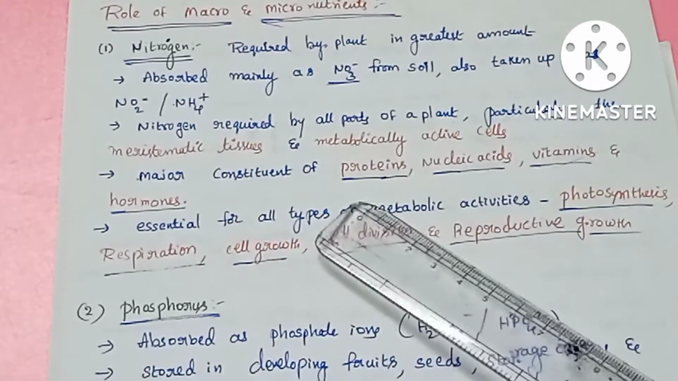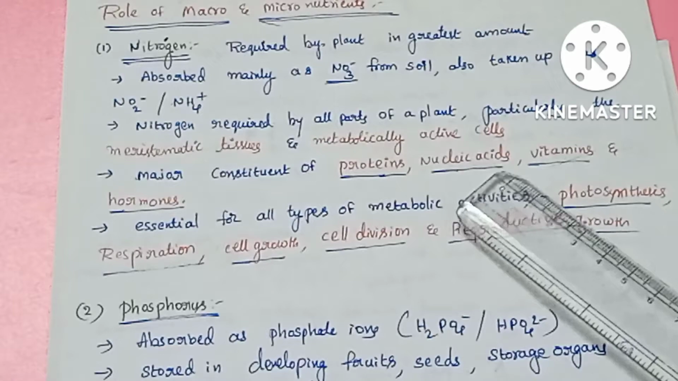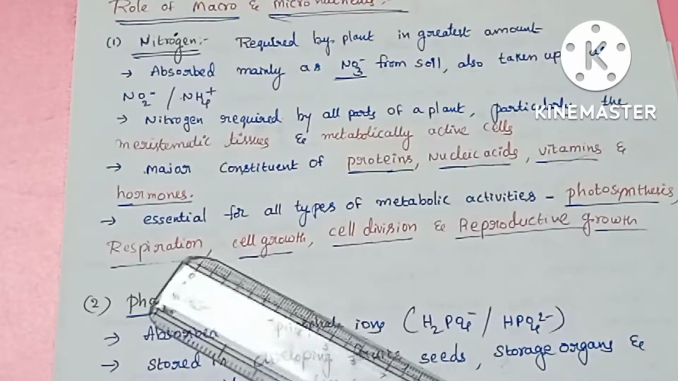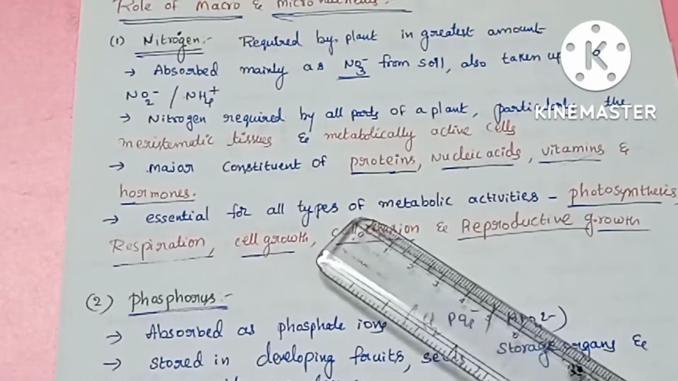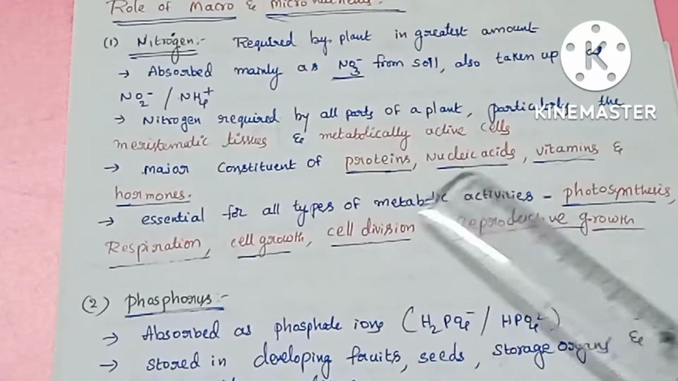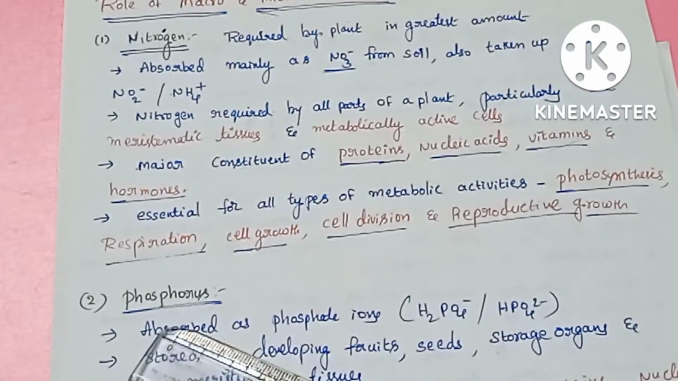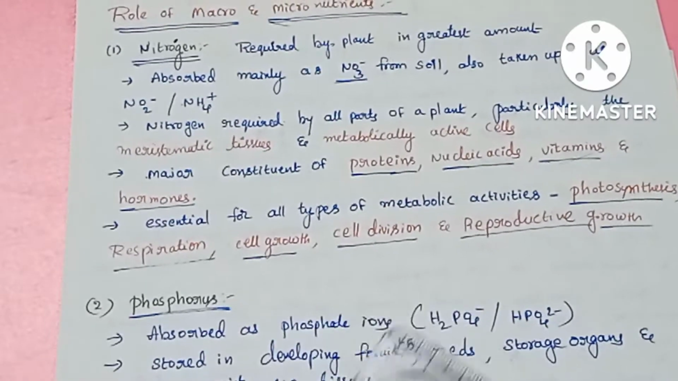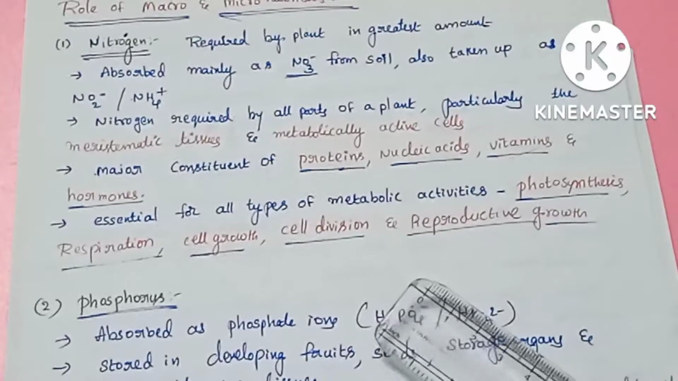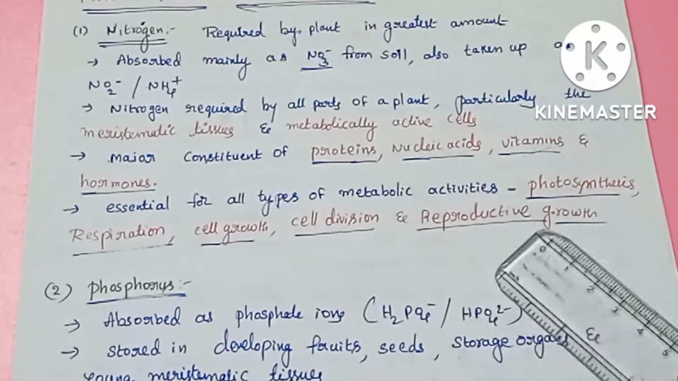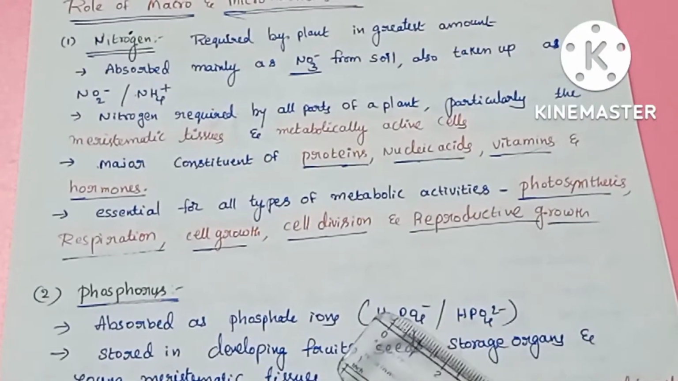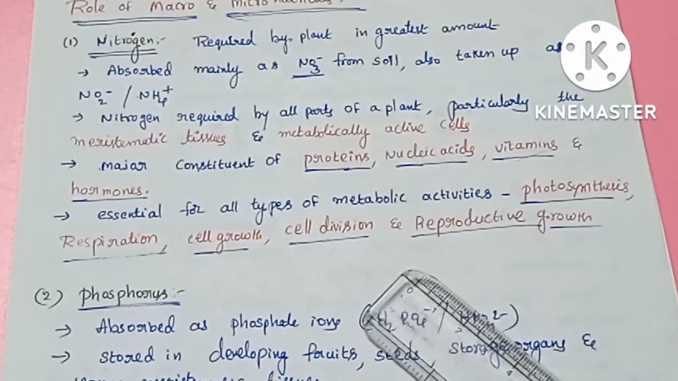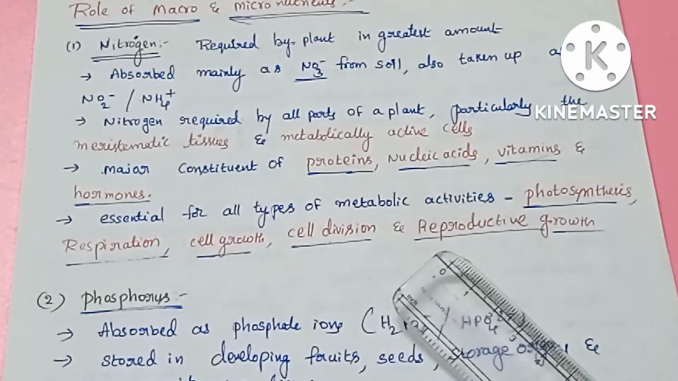And it is a major constituent of proteins, nucleic acids, vitamins and hormones. Nitrogen is essential for almost all the different types of metabolic activities of the plants, like photosynthesis, cell growth, cell division, respiration and reproduction. For all this, nitrogen is the important constituent.